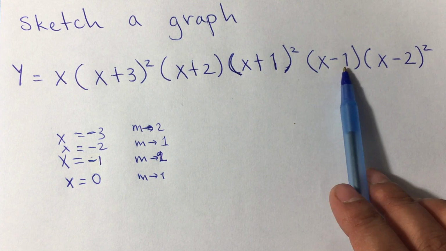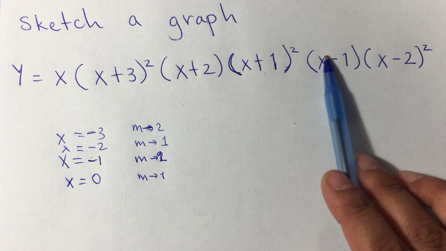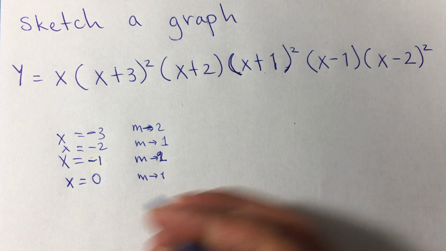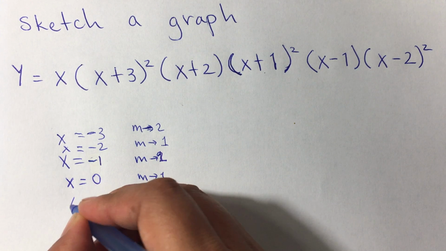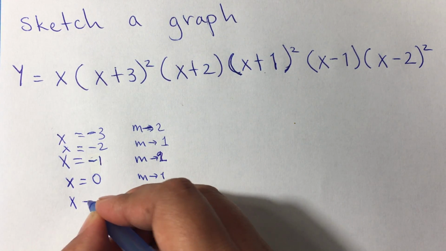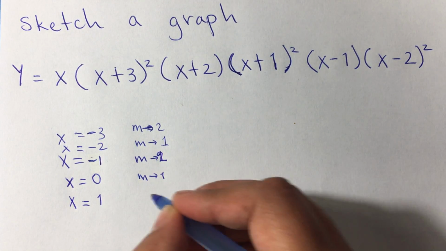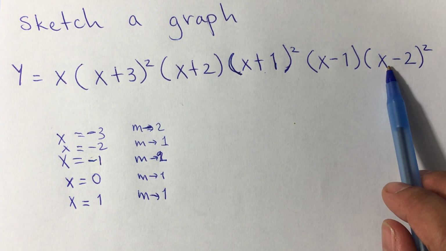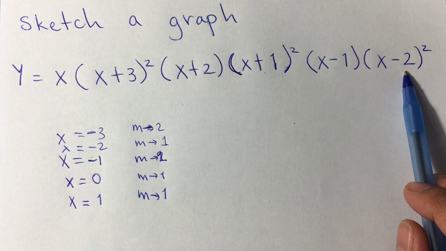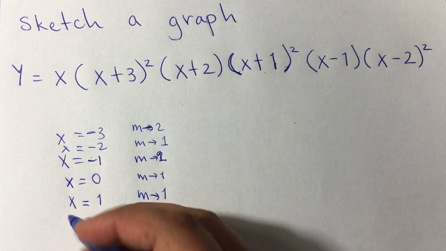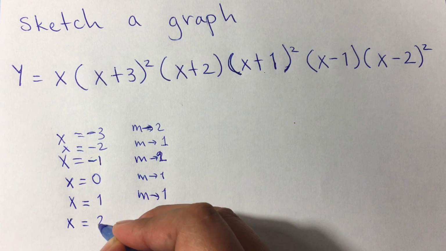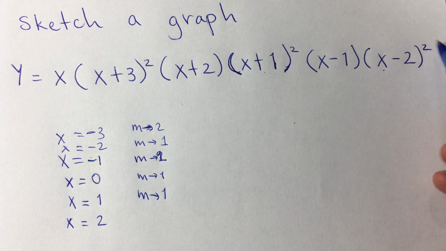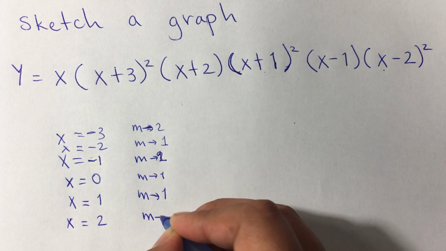For the next one, x minus 1, that means that x has to be positive 1, because 1 minus 1 is 0, and multiplicity 1. So x has to be equal to positive 1 with multiplicity 1. And then the next one, you have x minus 2. That means that x has to be positive 2, because 2 minus 2 gives me 0, and the multiplicity is 2.